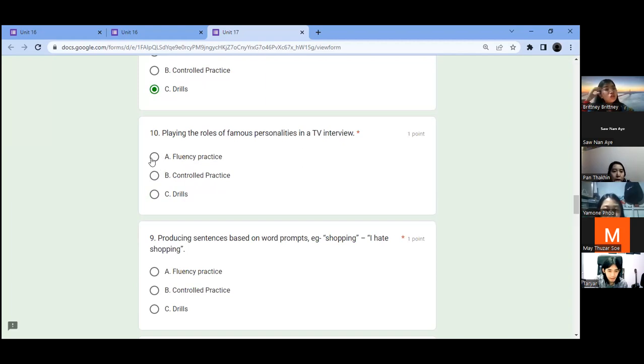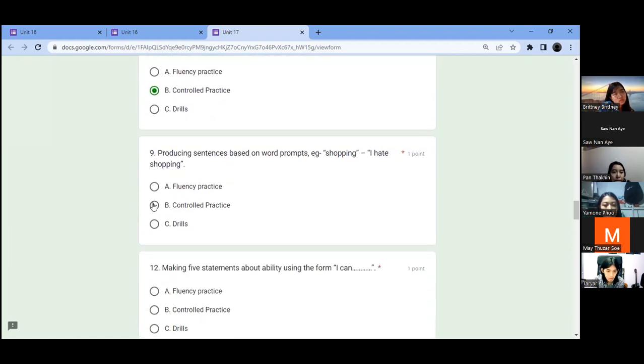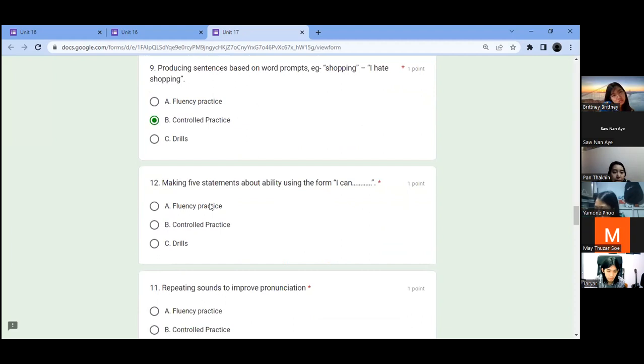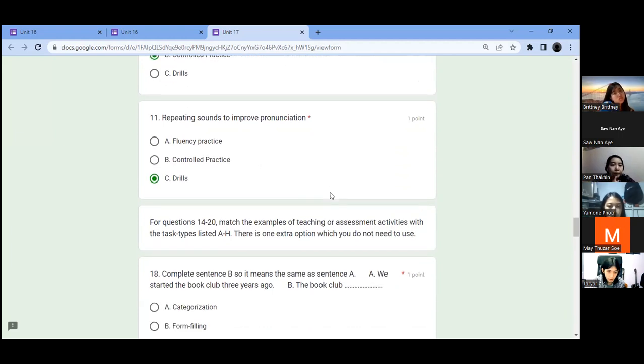I think it's fluency, control practice. Rules. Famous personality. Producing sentences based on word prompts. Shopping. This is control practice. Make 5 statements about ability. It's also control practice. Obedience and improve drills. Yes, I think so.